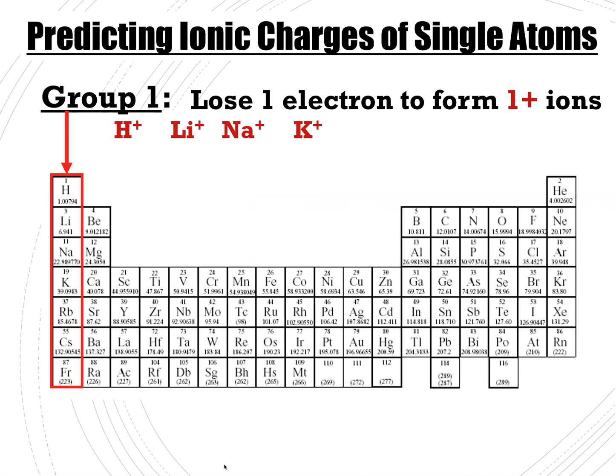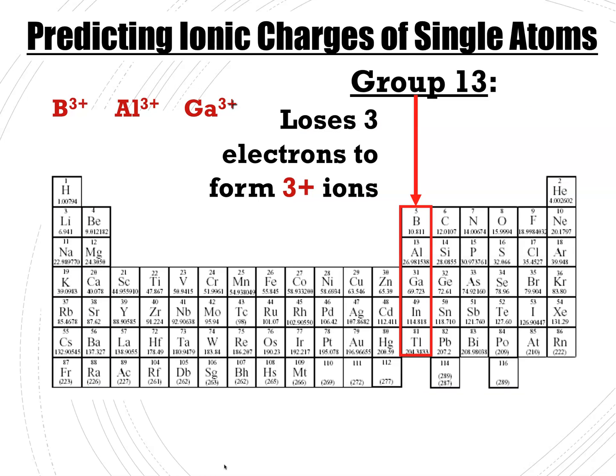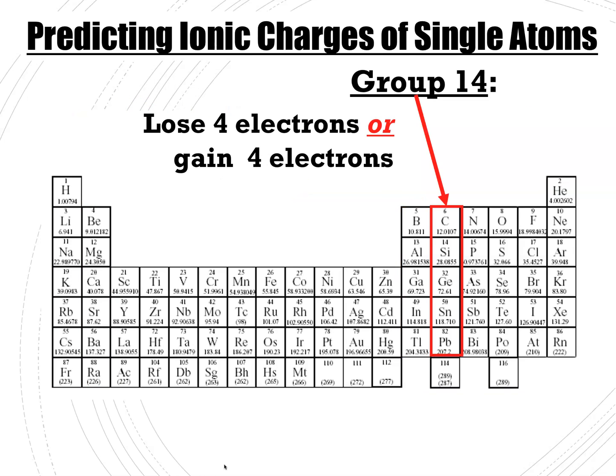So here we are. We want to predict ionic charges of single atoms, i.e. monatomic ions. Everything in column 1 loses 1 electron. We've already talked about that from how ions are formed. So they all form 1 plus ions. Group 2, they all form 2 plus ions. Group 3, 3 plus ions.